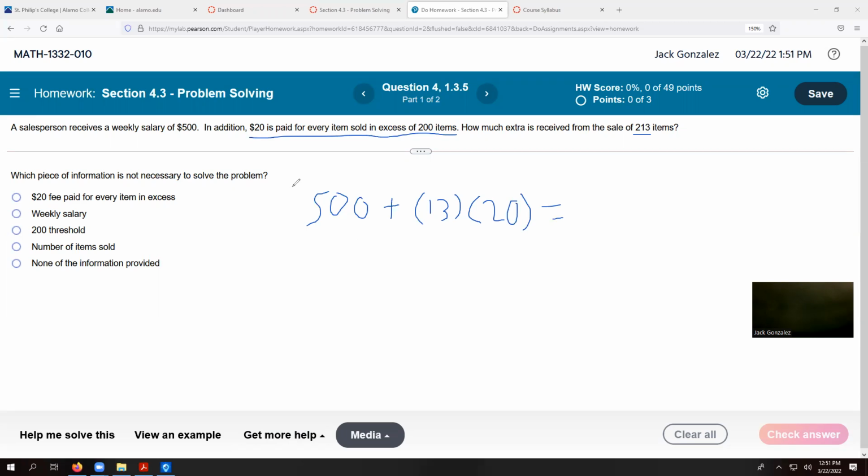Which piece of information is not necessary to solve the problem? Okay, I went straight to solving. I didn't read the question. Well, I'm already solving it, and I used everything, right? So I want to say, how much extra is received from the sale?